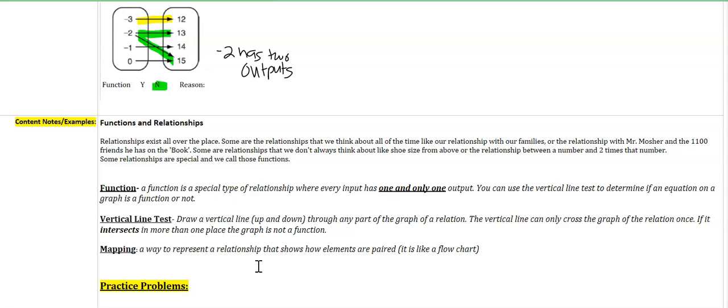Now, if we are given it as a graph, or graph out our functions, we could use the vertical line test, which is when you draw vertical lines up and down through any part of a graph of the relation, and the line can only cross the graph of the relation once. If it intersects more than one place, then the graph is not a function.